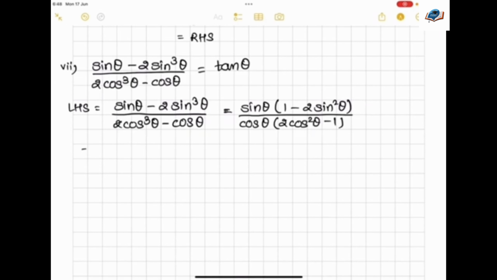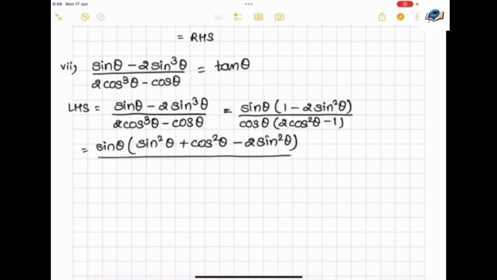So now sin theta into sin square theta plus cos square theta minus 2 sin square theta. I have used the formula a square plus b square minus 2ab. Cos theta into 2 cos square theta minus sin square theta plus cos square theta.